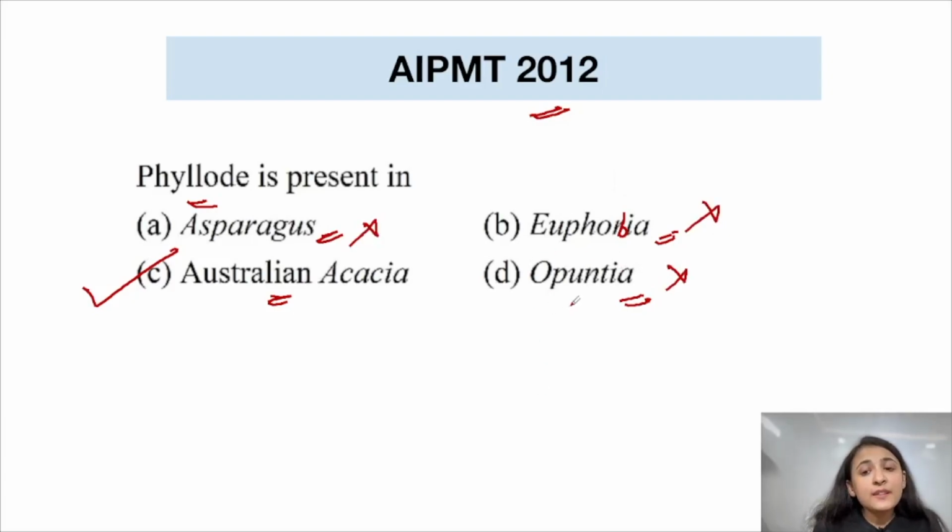In opuntia and asparagus, we studied about the leaf spines. The modification of leaf that we studied in these two structures were the spines. The phyllodes we studied in Australian acacia. Okay, so the correct answer is option number C, Australian acacia.